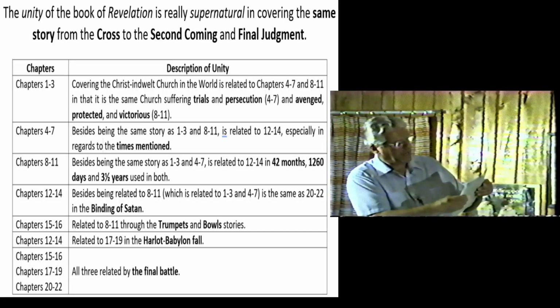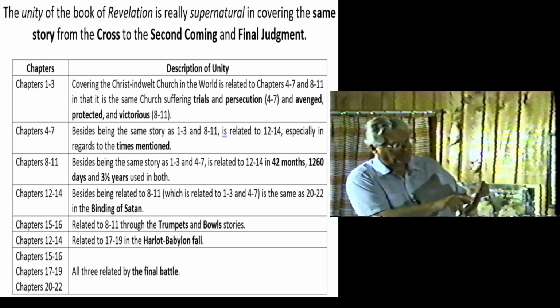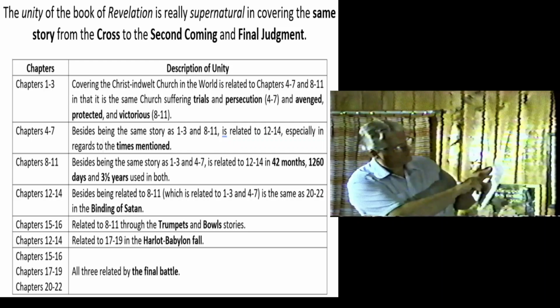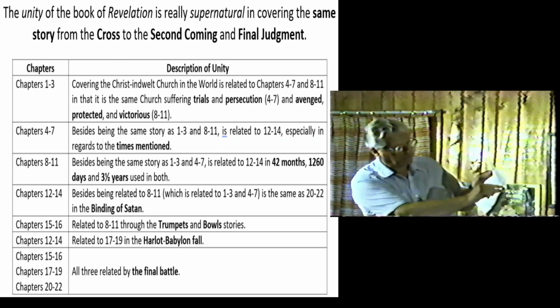Number 4, chapter 12 and 14, besides being related to 8:11, which is related to 1 and 3 and 4, 7, is the same as 20 through 22 because it shows the binding of Satan. So 12 through 14 here, I run this clear over to this side, clear down to 20 and 22 because both show the binding of Satan. Therefore, these must be parallel.